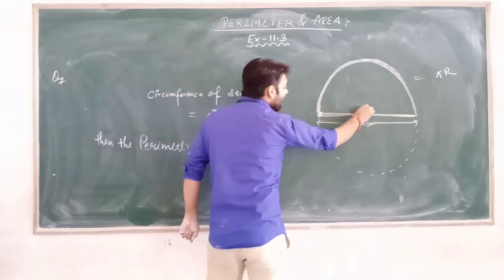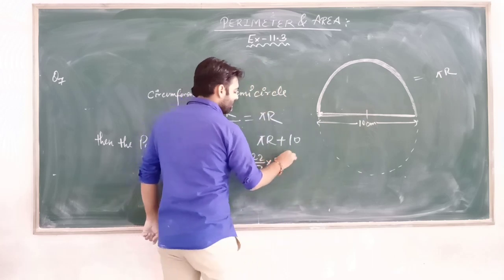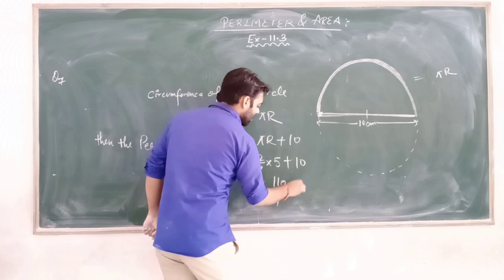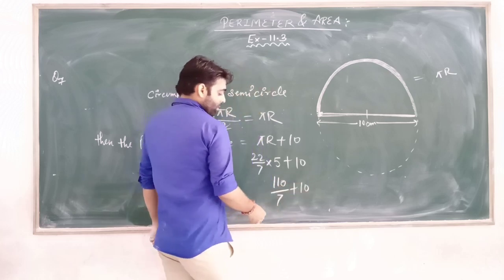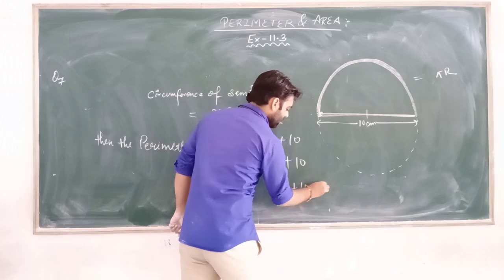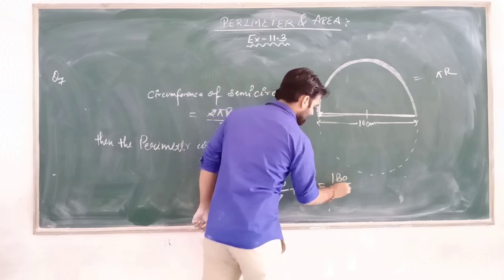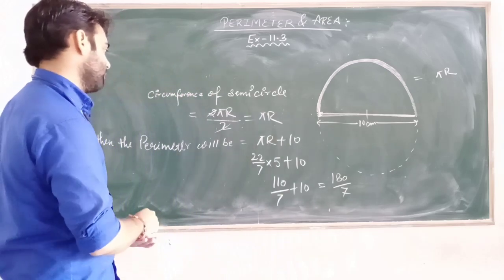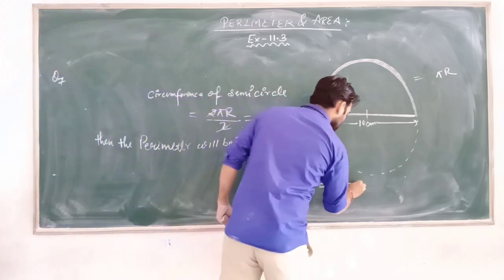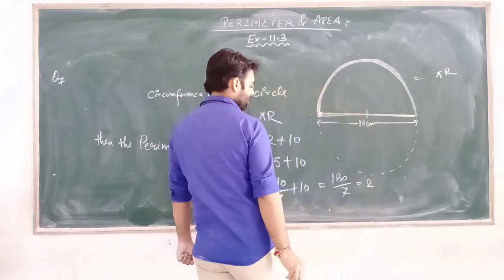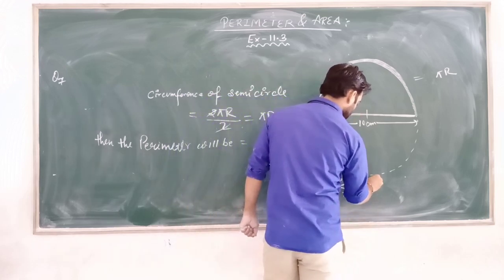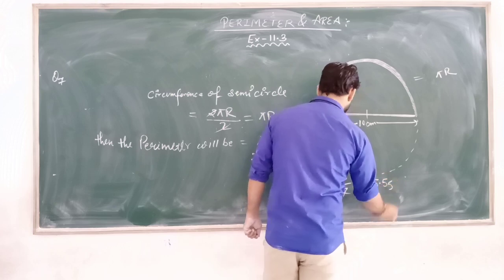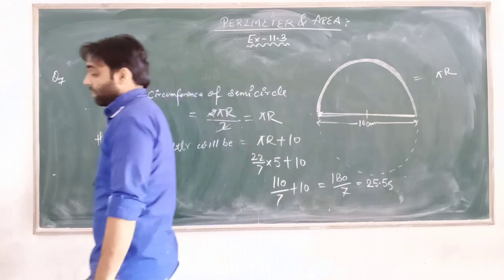What is the value of r? R will be equal to 5. So pi r plus 10 will be equal to 110 upon 7 plus 10. It will be equal to 180 upon 7, which is 25.71. Okay, 25.71 will be the perimeter.